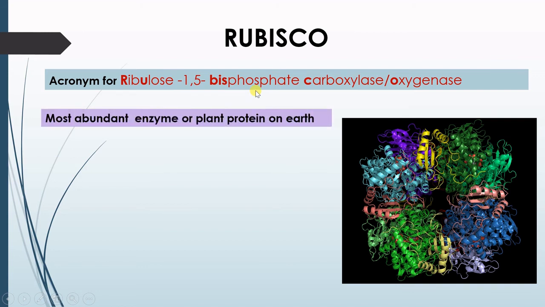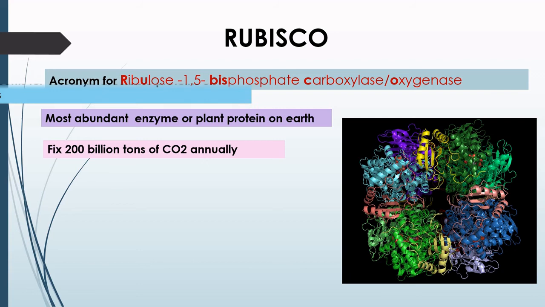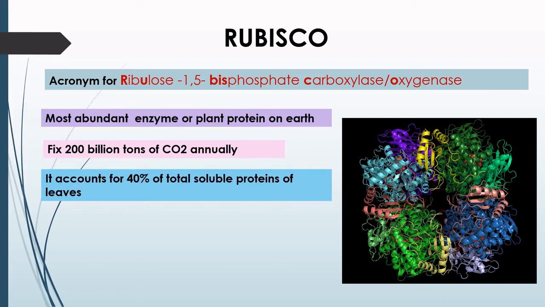Then, Rubisco is the most abundant enzyme or plant protein on Earth. This is very important. It is the most abundant enzyme on Earth, and it fixes 200 billion tons of carbon dioxide annually. This Rubisco is responsible for fixing 200 billion tons of carbon dioxide annually. And it accounts for 40% of the total soluble proteins of leaves. This is also another important feature of Rubisco.